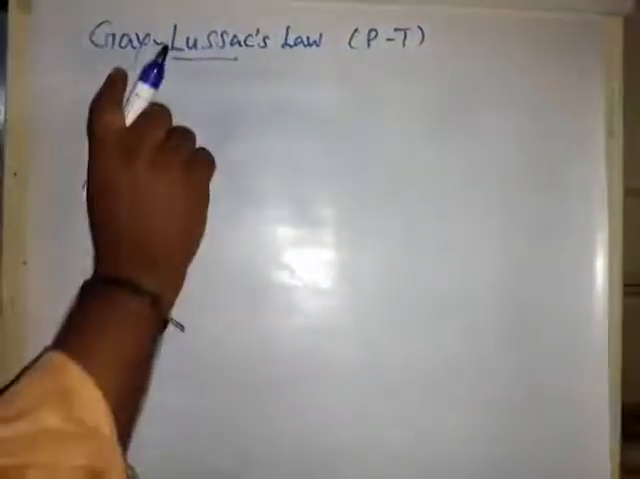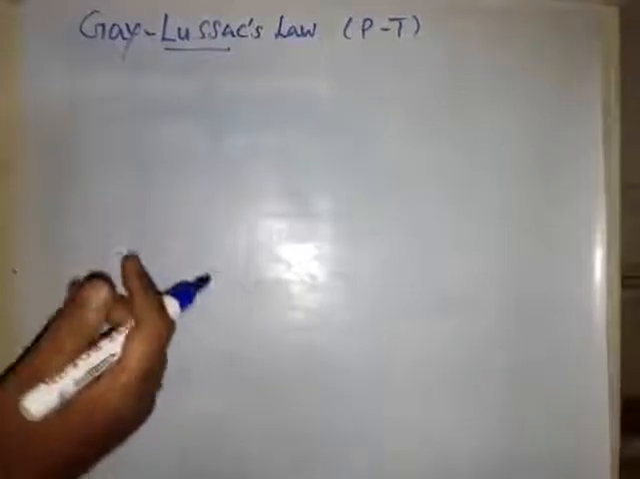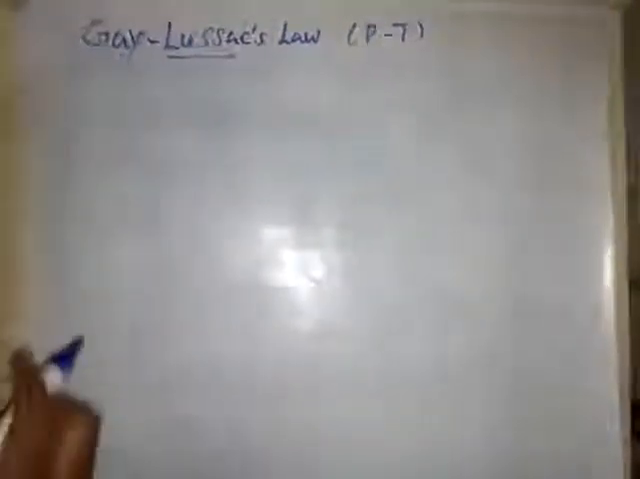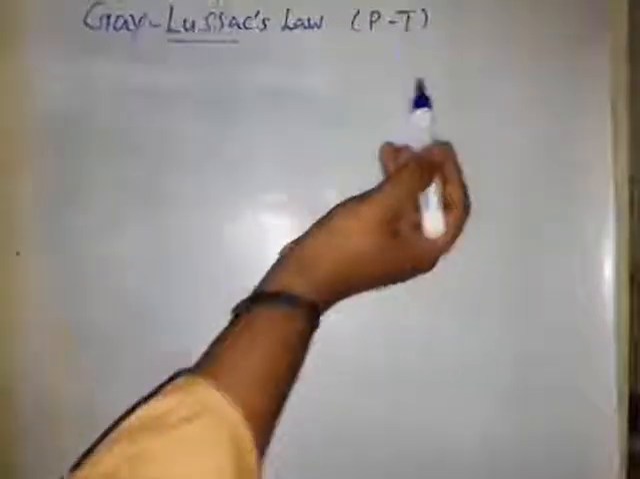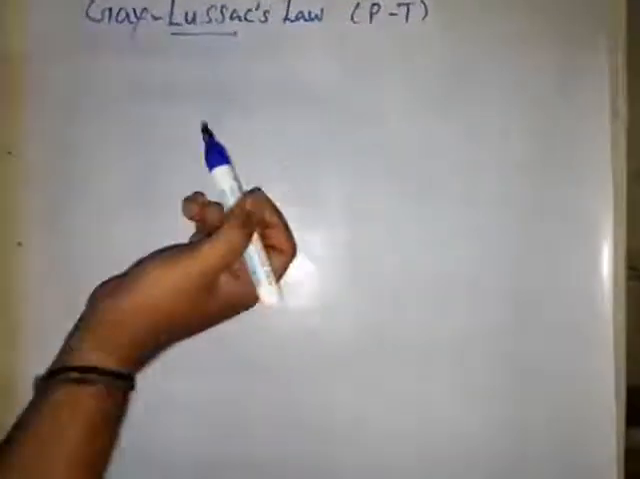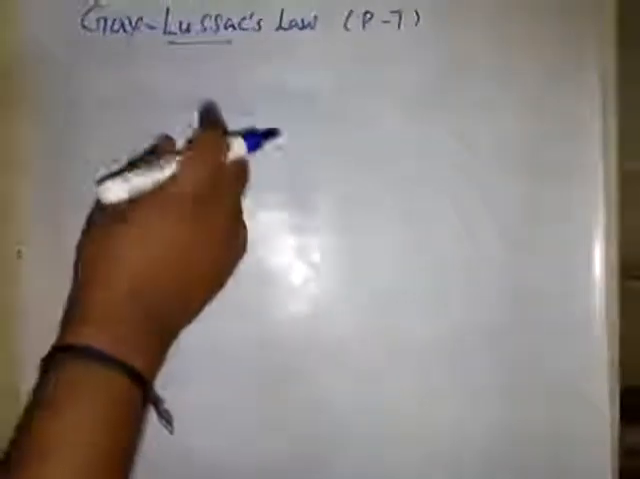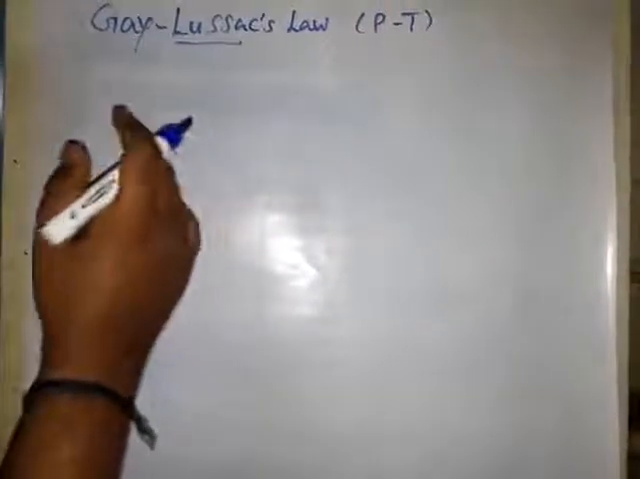Next is Gay-Lussac's law, the gaseous law. The remaining two laws we want to see are Gay-Lussac's law and Avogadro's law. This law relates pressure and temperature. It states that at constant volume, the pressure of a fixed amount of gas varies directly with its temperature.